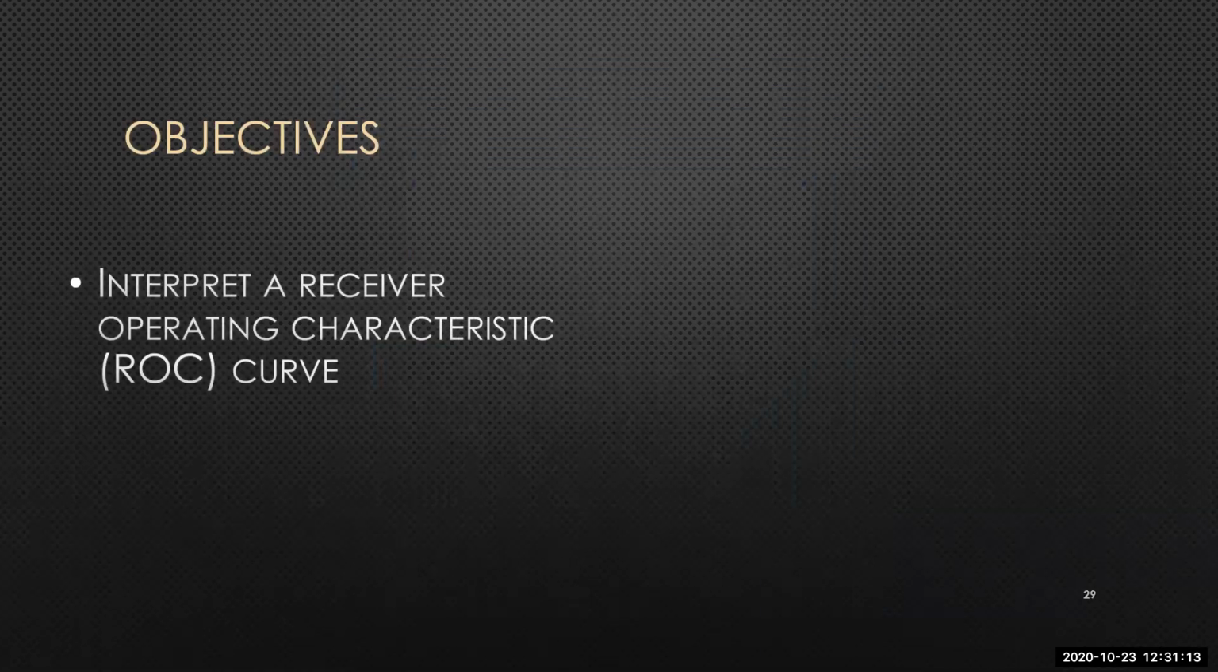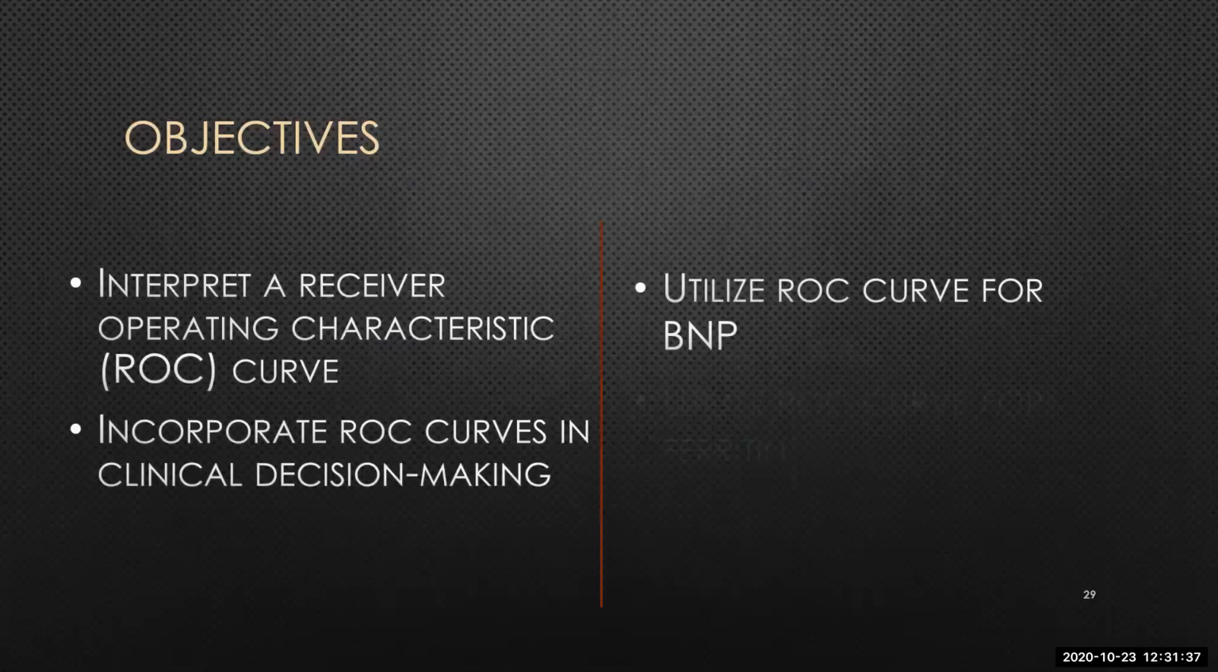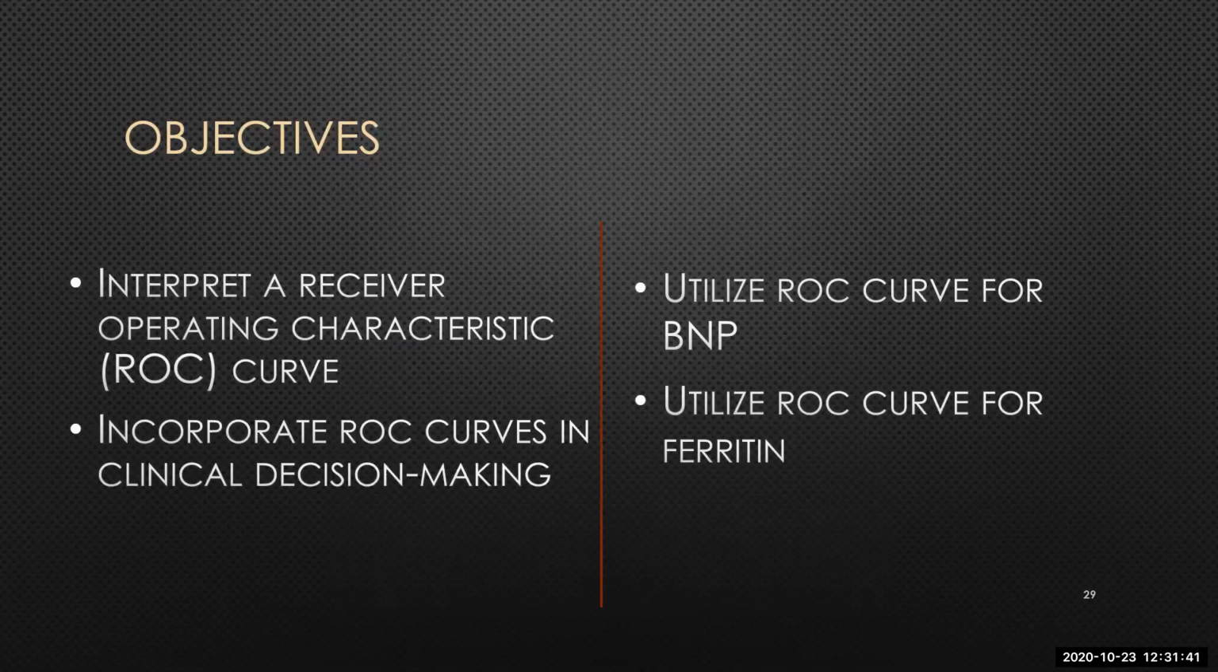So just to recap, today we talked about these receiver operating characteristics, remembering that sensitivity is really the probability of a positive test in a patient that's ill, and specificity is the probability of a negative test in a patient that's well. And then we talked about a BNP example in a patient that's obese, and then we talked about a ferritin example in our elderly patients.